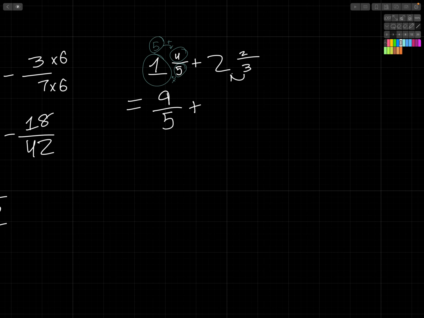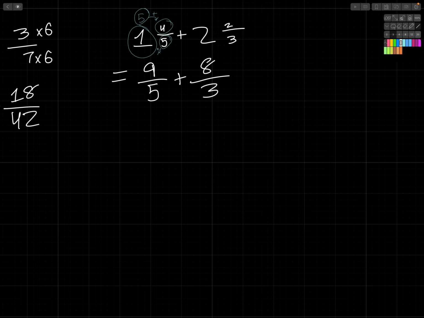3 times 2, that gives us 6. And then 6 plus 2 is 8. So we get 8 over 3. Now we do the same addition. So we see that we don't have the same denominators, so we have to find a common denominator.